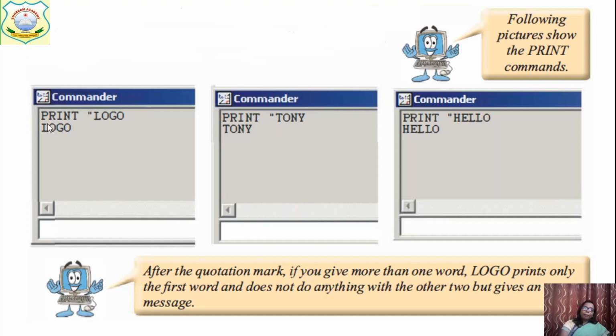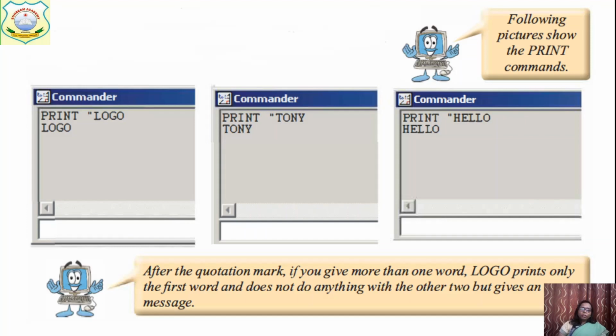Now these pictures show you the print command. If I write print space double quotes logo, this space is essential, don't forget it. Print space double quotes logo, so what will it print? It will print logo. If I write print space double quotes Tony, it will print Tony. If I write print space double quotes hello, it will print hello. After the quotation mark, if you give more than one word, the logo prints only the first word and does not do anything with the others, but gives an error message.